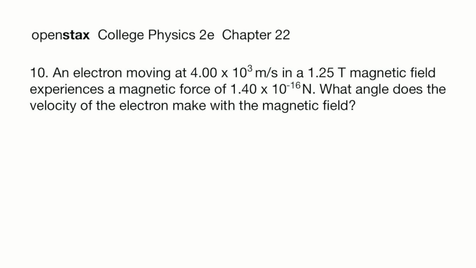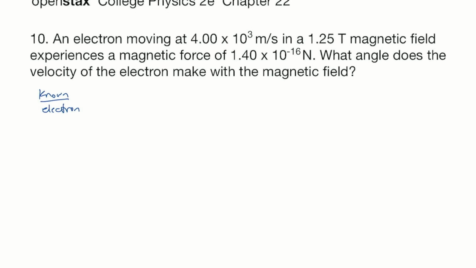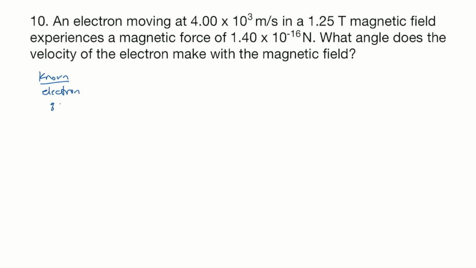Okay, so let's start with what we know. It's an electron, and we're going to use the magnitude of the charge. And so the Q is going to be 1.60 times 10 to the minus 19 coulombs. We know the velocity is 4.00 times 10 cubed meters per second. Note we don't know the direction of the velocity, so we don't need to use the sign of the charge.